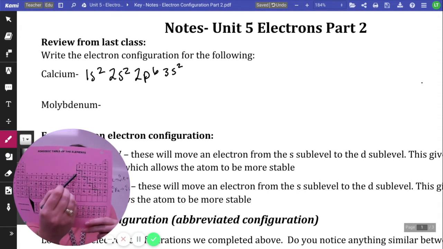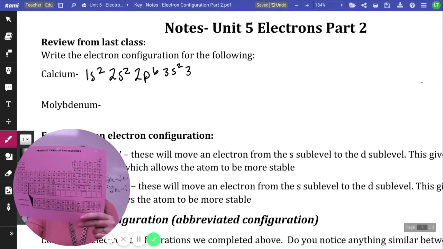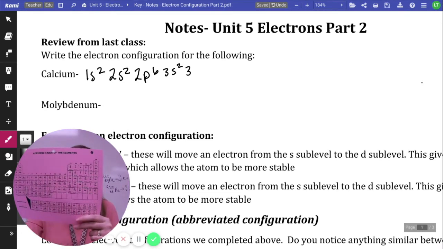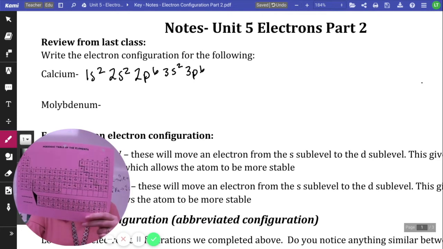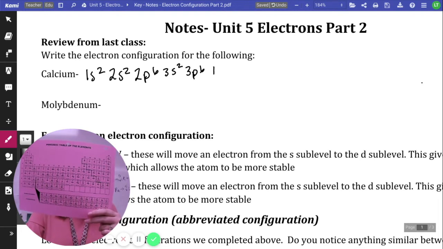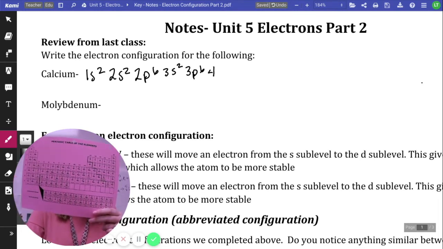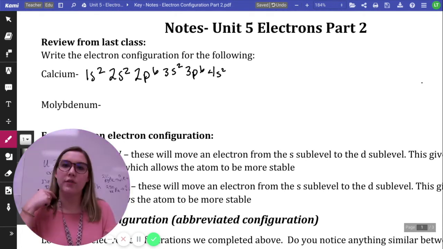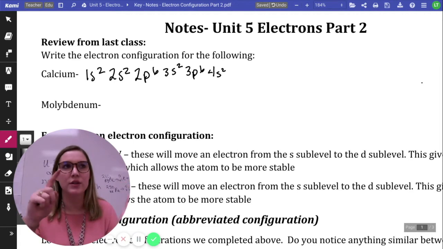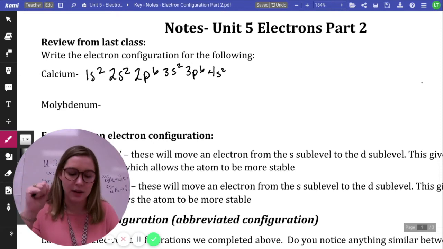Keep moving left to right. We're in our p orbital now. So third energy level still, p orbital, and we cross 1, 2, 3, 4, 5, 6 boxes, so 3p6. And then finally we're almost there, 4th energy level, S sublevel, and we cross 1, 2 boxes. So our final configuration is 1s2, 2s2, 2p6, 3s2, 3p6, 4s2. And that's our configuration for calcium.